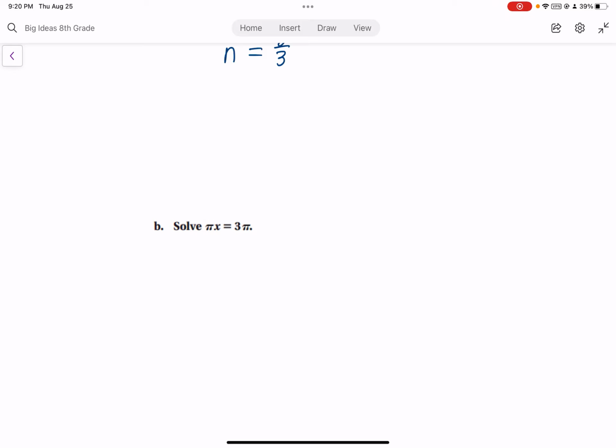We need to solve pi times x equals 3 times pi. Well, pi is what we want to get rid of over here so we can have just x. In order to undo multiplication, we have to divide both sides by pi. On the left, pi cancels there, and all we're left with is x. On the right, pi cancels again, and we have x is equal to 3.